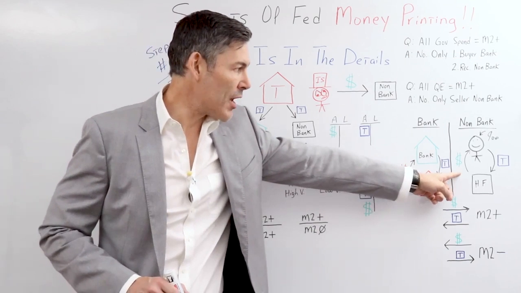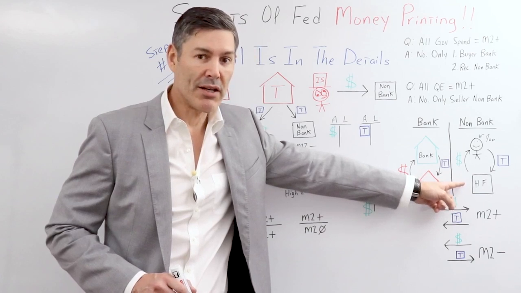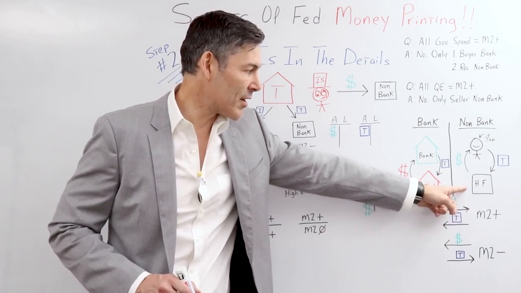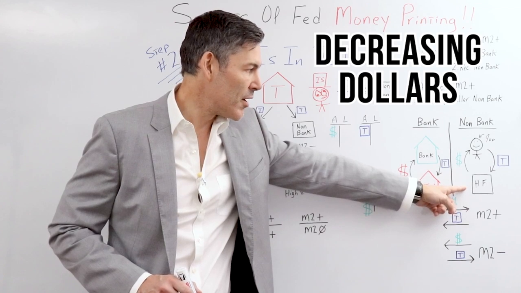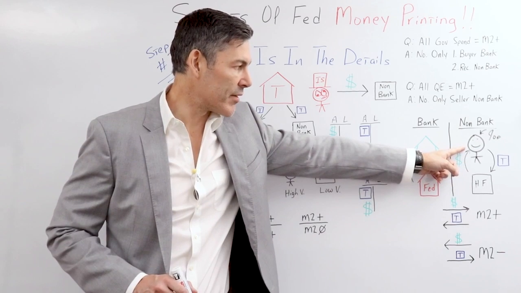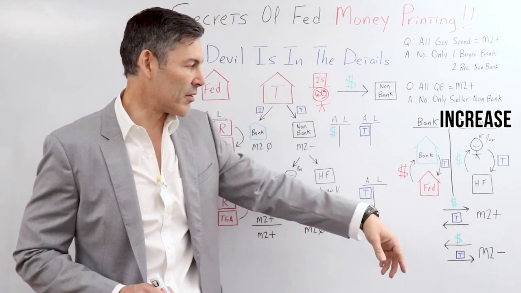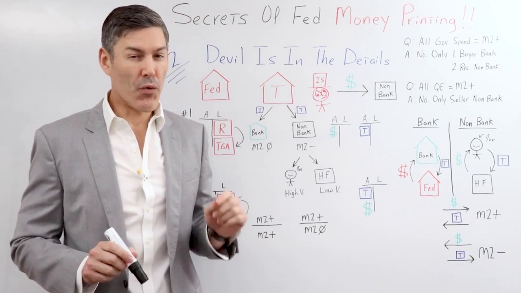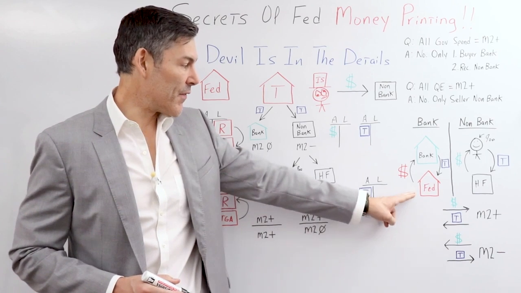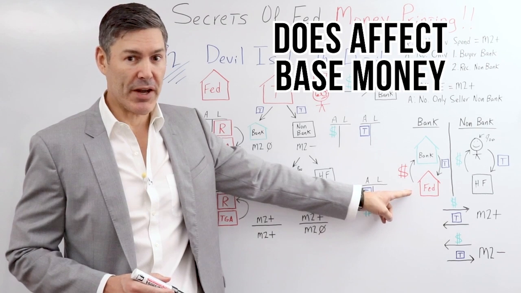But if a non-bank entity buys from another non-bank entity, it's the same thing. This would not impact M2 money supply because you're, in this case, decreasing dollars from the account of the hedge fund because they're buying a treasury from the average Joe, and the average Joe's deposit account is actually increasing. So a decrease, increase on net balance, it's a wash. So for those of you who are really paying attention, you've probably noticed that if the Fed does a transaction with a bank, although it doesn't affect broad money, it does affect base money.